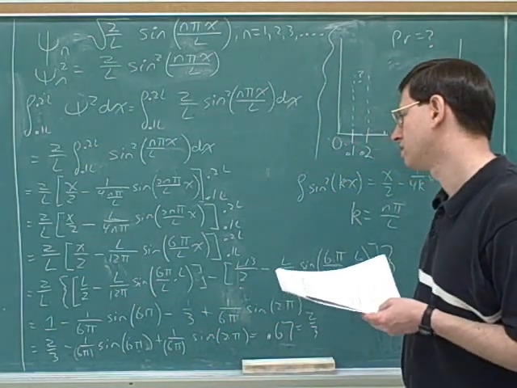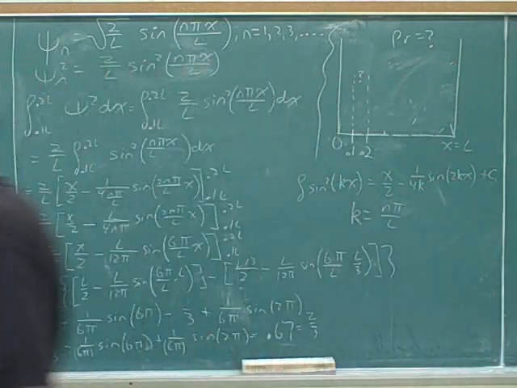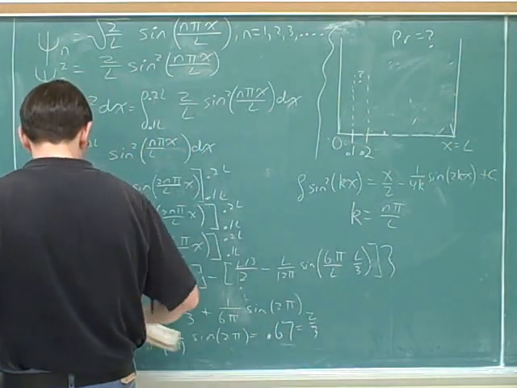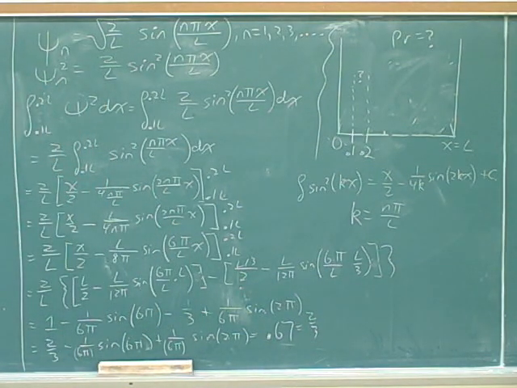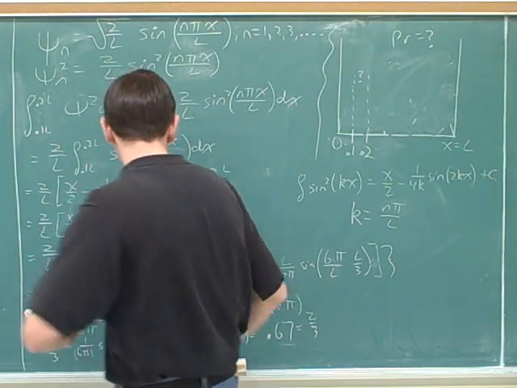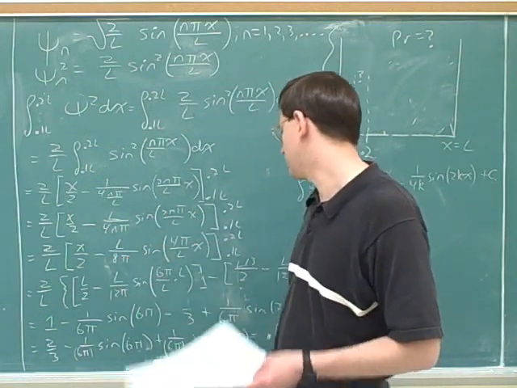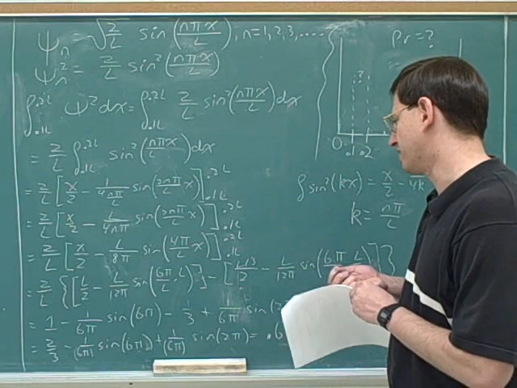L times x over 2 minus L over 8 pi sine of, yeah, let's write that 4 down, pi over L x. So previously we plugged in 3 for n, but now we're plugging in 2 for n. So 4 times 2 is 8, and 2 times 2 is 4. Okay, and then that's going to make some adjustments down here when we go through the great big subtraction that we have to do.